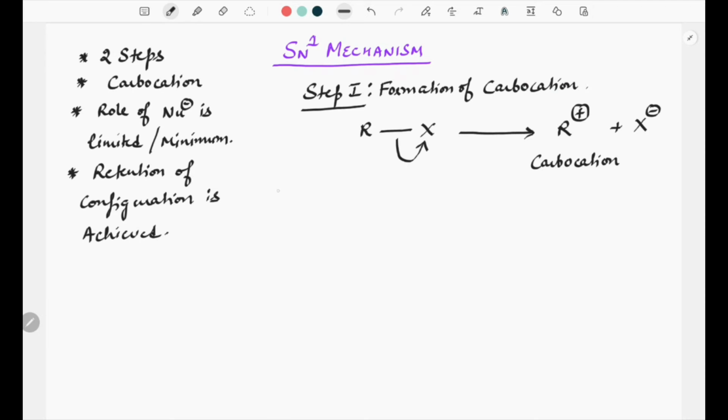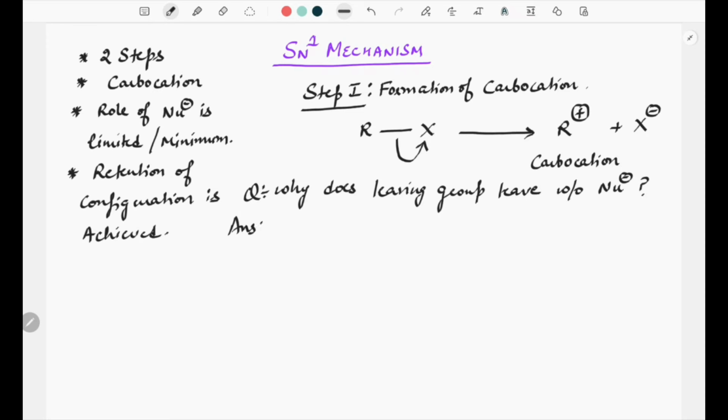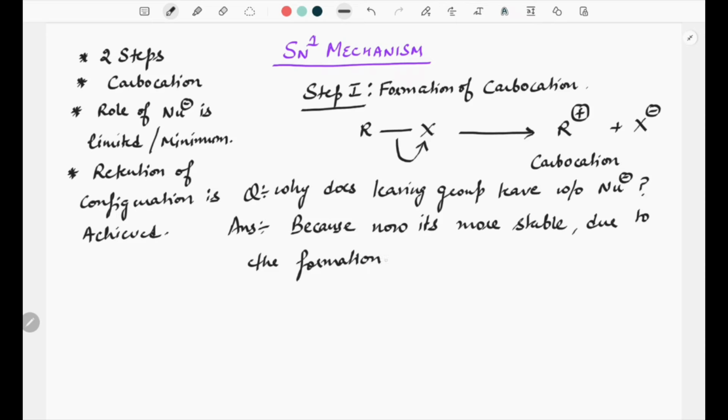So from here there is a question, why does the leaving group leave without a nucleophile? The answer is simple, because now it's more stable due to the formation of a carbocation.